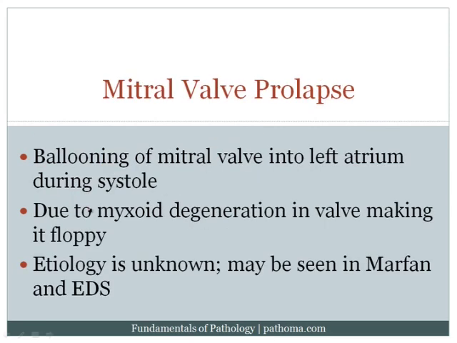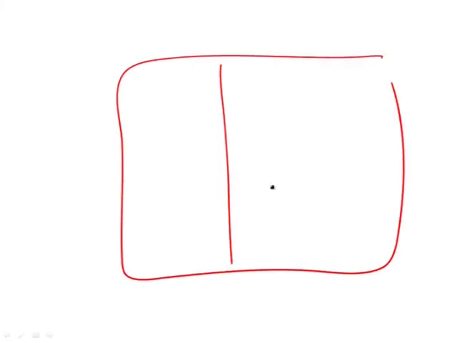Mitral valve prolapse is ballooning of the mitral valve into the left atrium during systole. Let's just briefly illustrate this. So here you've got the left atrium, and this is the left ventricle, and then you've got the mitral valve here. Now, this mitral valve is normally very tight, and so you can think of it sort of as a very firm kind of rubbery substance. However, if there's degeneration of the valve, then that firm rubber would actually turn into this more myxoid or gel-like substance, making the valve more loose and floppy.